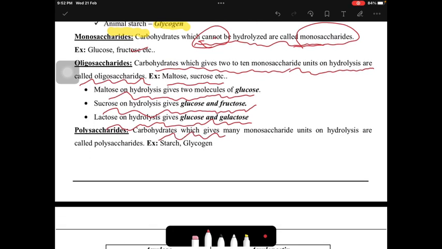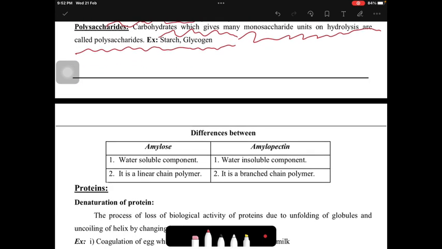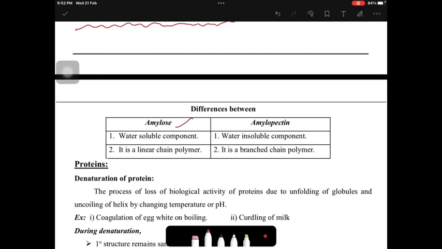Polysaccharides: the carbohydrates which give many monosaccharide units on hydrolysis are called polysaccharides. Examples: starch and glycogen. Difference between amylose and amylopectin: amylose is the water soluble component, amylopectin is the water insoluble component. Amylose is a linear chain polymer, amylopectin is a branched chain polymer.